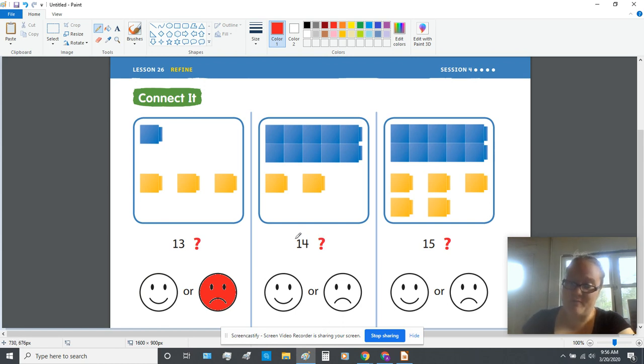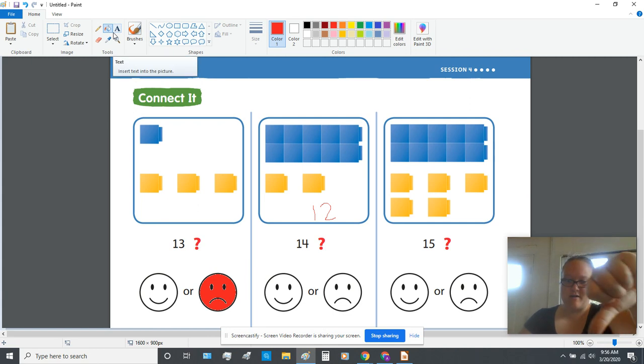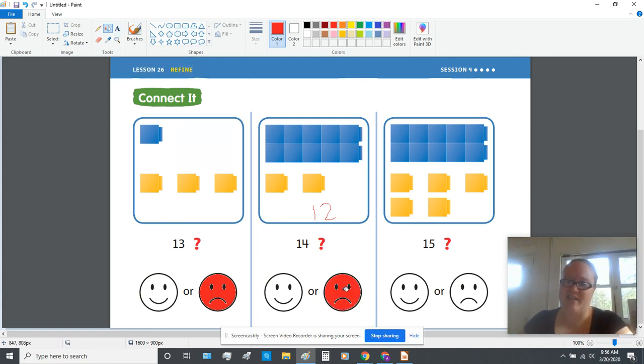14 says there should be a group of 10 and 4 extra. Did they make a group of 10? You bet. There it is right there. Did they make 4 extra? No, there's only 2 extra. If we have 1 group of 10 and 2 extra, that number 12 is not the same as number 14. So we need to womp womp, color the sad face.